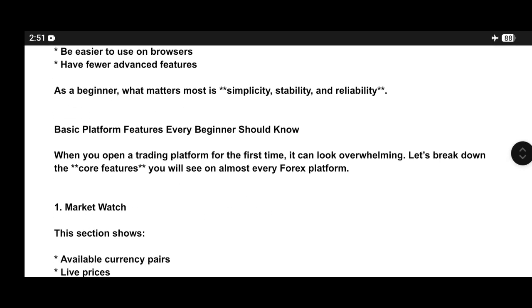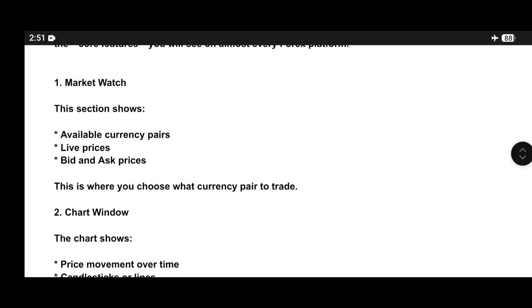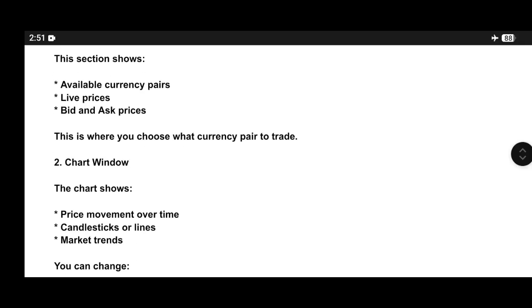When you open a trading platform for the first time, it can look overwhelming. Let's break down the core features you will see at almost every forex platform. One is Market Watch. This section shows available currency pairs, live prices, and bid and ask prices. This is where you choose what currency pairs to trade. Are you getting me?